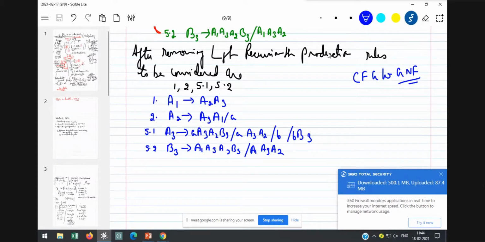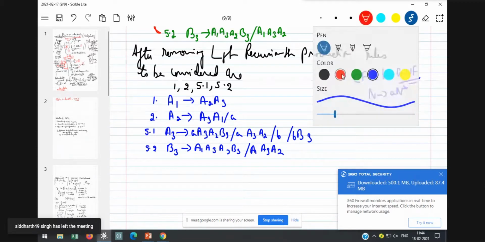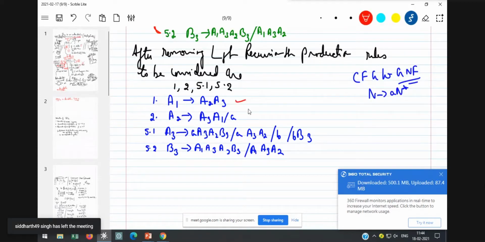How to convert it means by applying the substitution method. Now, as per the definition or the rules of the GNF format, it has to be a terminal followed by a series of non-terminals, or else a single terminal. Now, which are the production rules which are not following this format?